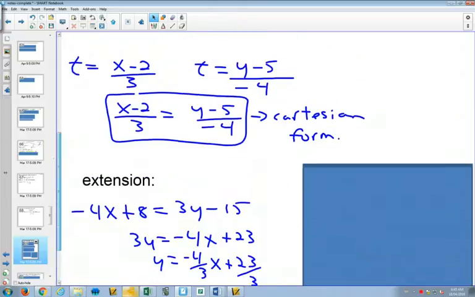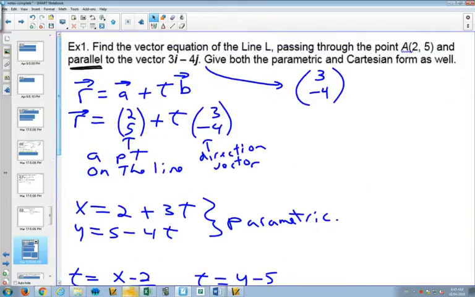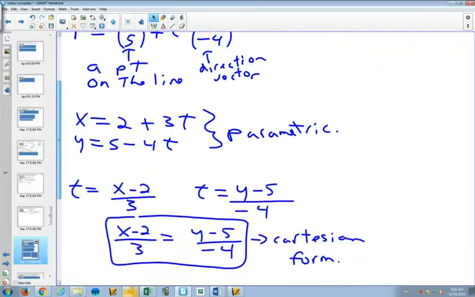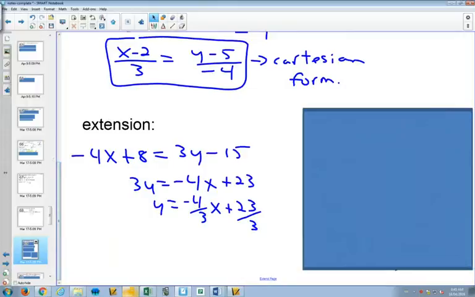Whereas our direction vector always has x on the top and y on the bottom. But you see the negative 4/3 there if you flip that around. So it's very similar to your slope. If you were using y equals mx plus b, you'd have to work with negative 4/3 and 23/3. Working with vectors, you're just working with those whole numbers all the way through. So it's a little bit nicer that way.